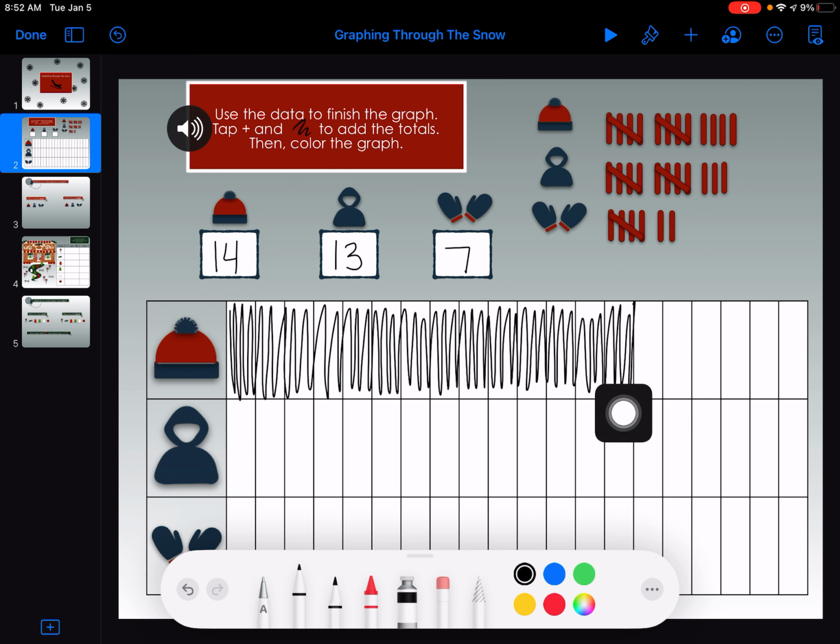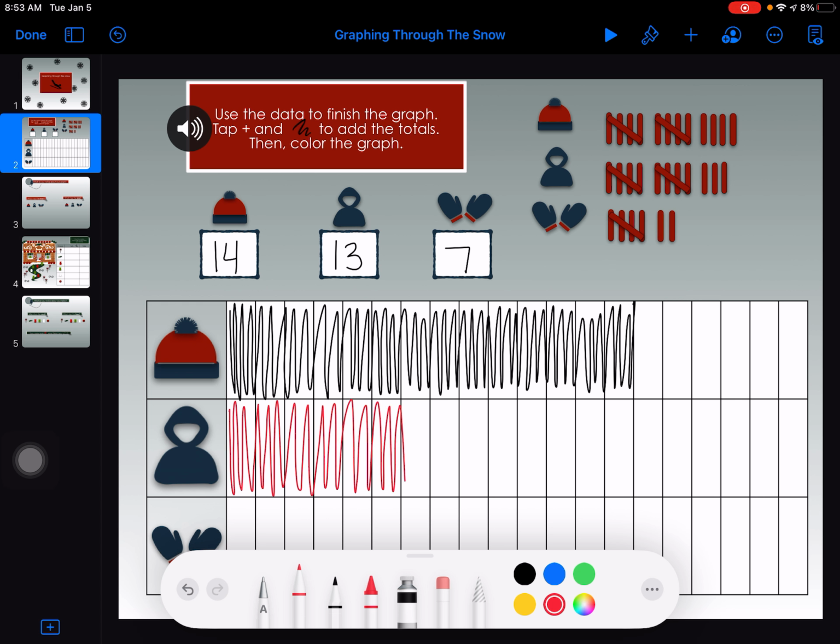Okay, now I need to draw 13 on our graph for the jackets. I'm going to use a different color for jackets. I'm going to use red. Ready? 1, 2, 3, 4, 5, 6, 7, 8, 9, 10, 11, 12, 13.